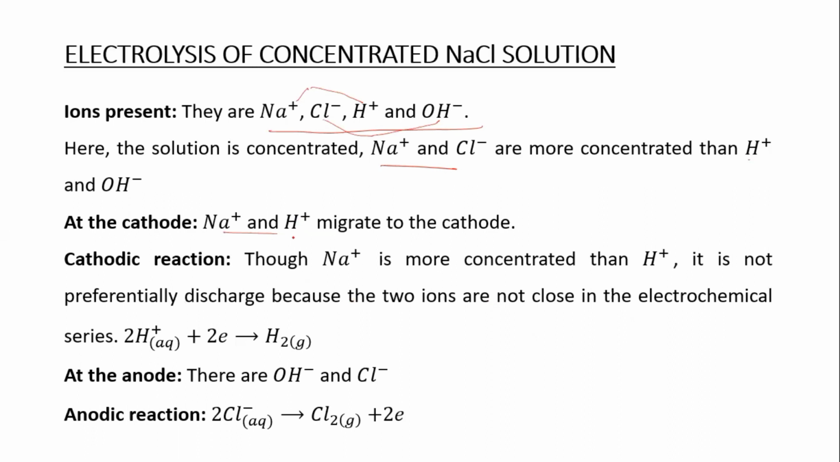So therefore, the H+, which is still below sodium in the electrochemical series, will be preferentially discharged. And so therefore, we still have this as the reaction that is happening at the cathode.